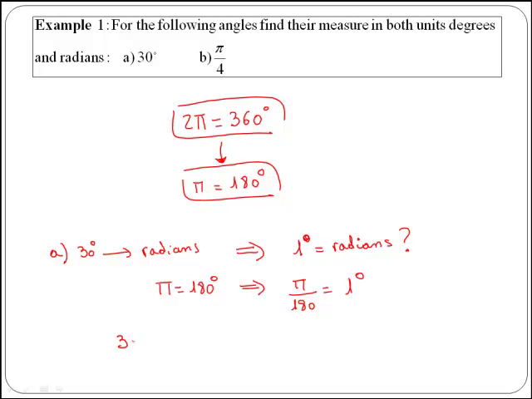Therefore, in this case, 30 degrees would be the same as 30 pi over 180 radians. If we simplify, we can cancel the 0 with the 0, then we can simplify 3 and 18, so we have pi over 6 radians. Therefore, 30 degrees is the same as pi over 6 radians.